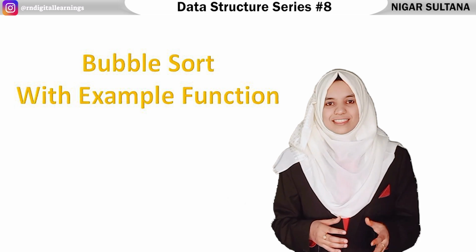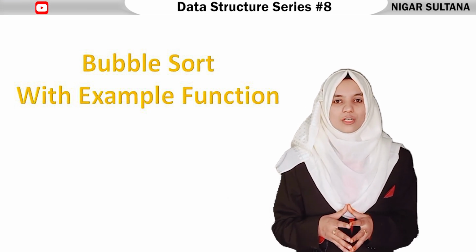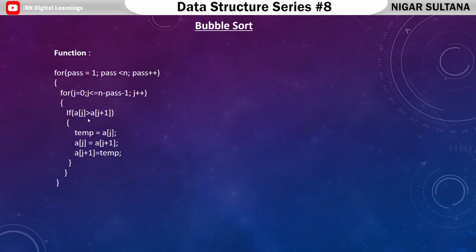Now let's understand this working with the help of a function. Watch this video to know the tracing of the elements of an array. In this bubble sort function, we have used 2 for loops. The first for loop is used for passing, that is pass 1, pass 2, pass 3 and pass 4. To have those passes, we have used one for loop. And another for loop is used for comparison.